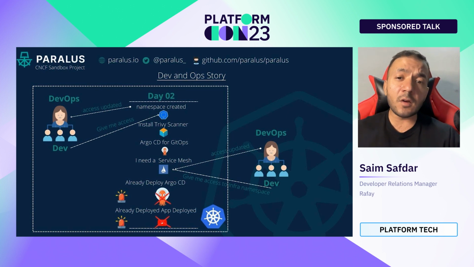I need to install a service mesh on certain namespaces. DevOps team, now please give me access to the infra namespace so I can install Istio. Access is granted. But what happened? The already running app is broken.